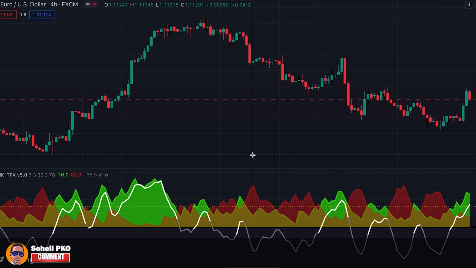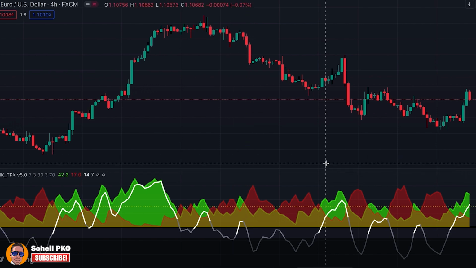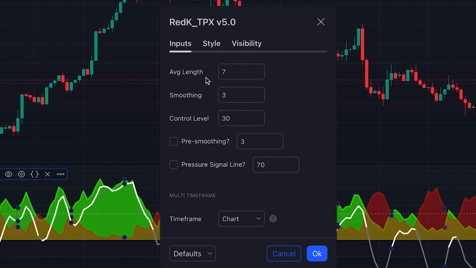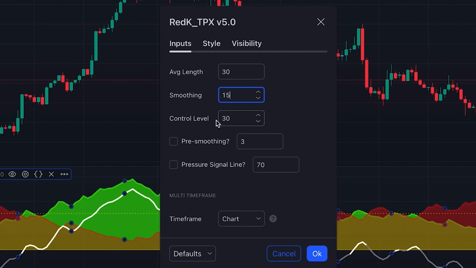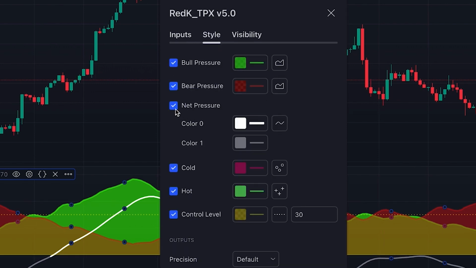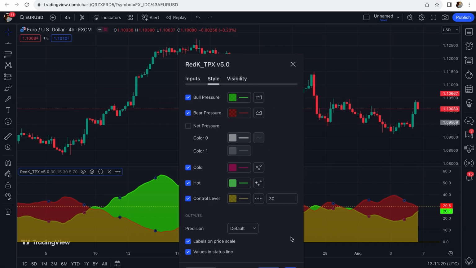Alright, now let me teach you a very profitable trading strategy that is based on this indicator. First of all, we need to change its settings. So here we go to the indicator settings, and here for the average length we set it at 30. For the smoothing we set it at 15. For the control level, 30 is fine, and here we activate pre-smoothing and we set it at 5.